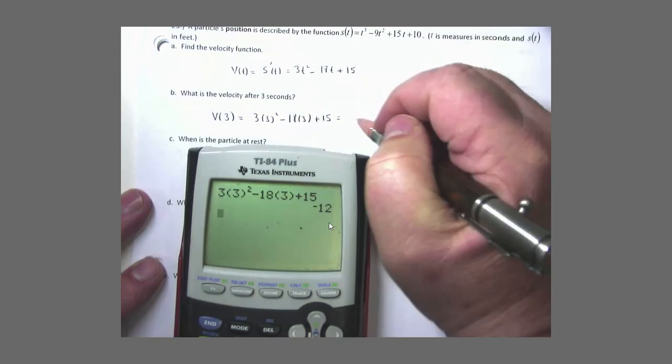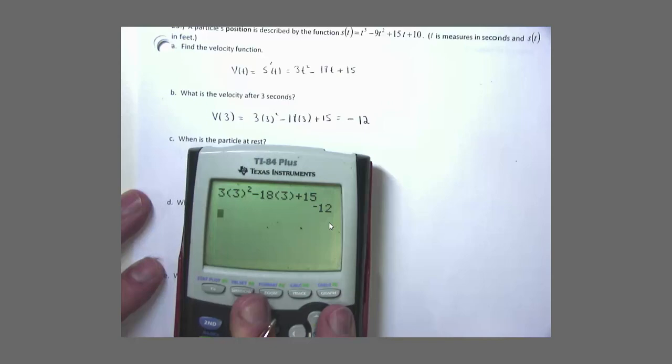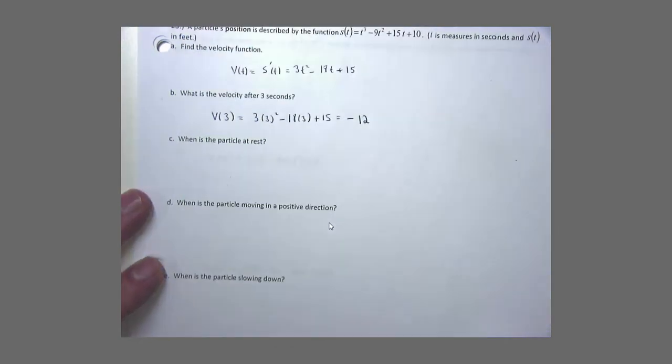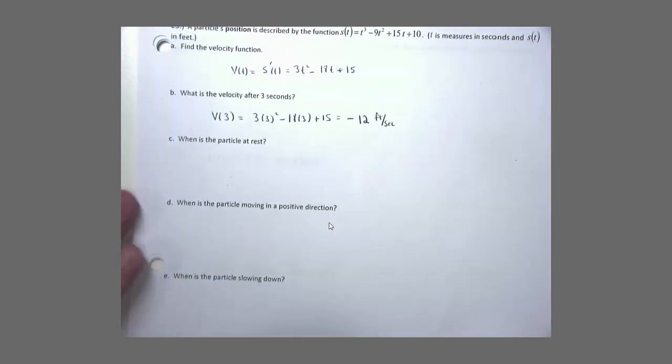And I got negative 12. Negative 12 what? What would the units be for velocity? Distance is measured in feet. Time is measured in seconds. So what would it be? Feet per second.